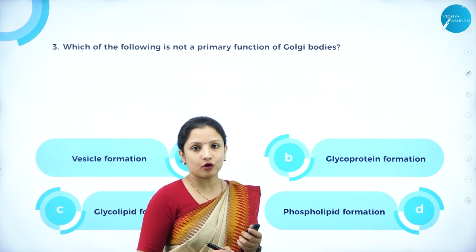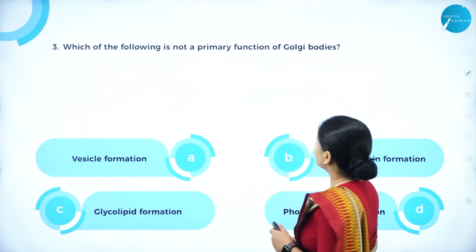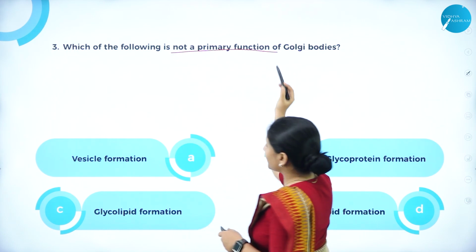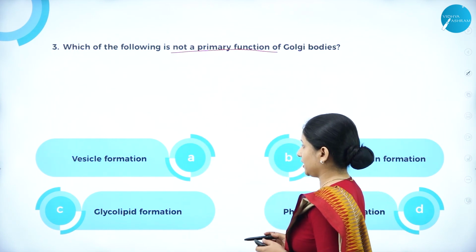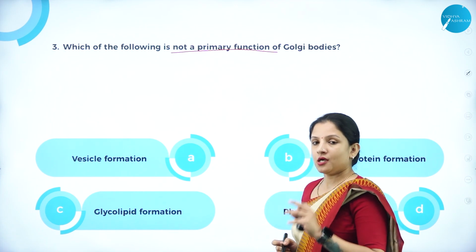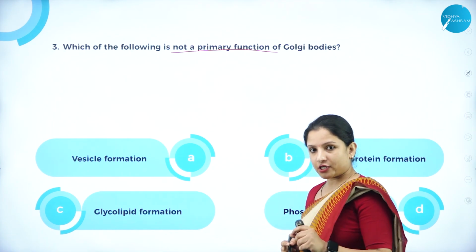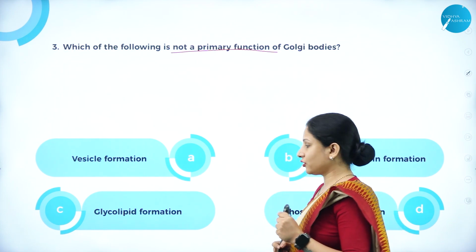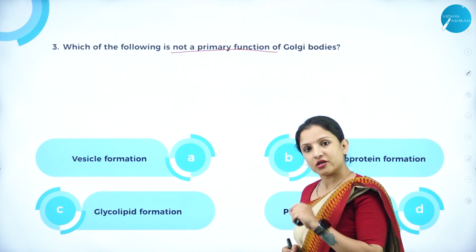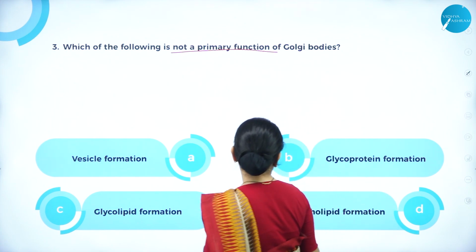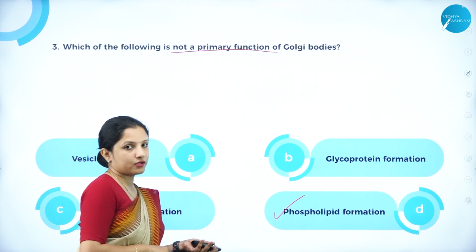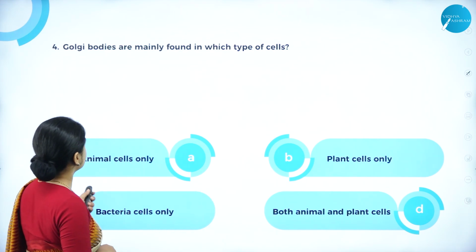Next, which of the following is not a primary function of Golgi body? What is the question? We have to find out which is not a primary function of Golgi body. Is it vesicle formation? Of course, vesicle formation is a function of Golgi body. Glycoprotein formation is also performed by the Golgi body. Glycolipid formation is also done by the Golgi body. It is phospholipid formation. Phospholipid formation is not done by the Golgi body. So option D is the right answer here.